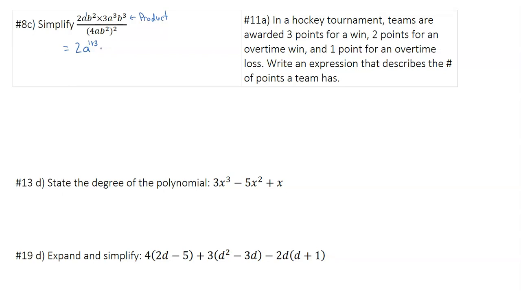And then we're going to also have a b to the power of 2 and a b to the power of 3. So we're going to add those together. And we're also multiplying 2 times 3. And so I can actually combine those, 2 times 3, to give me 6. On the bottom, so the top was the product rule. On the bottom, we're going to use the power of a power rule.